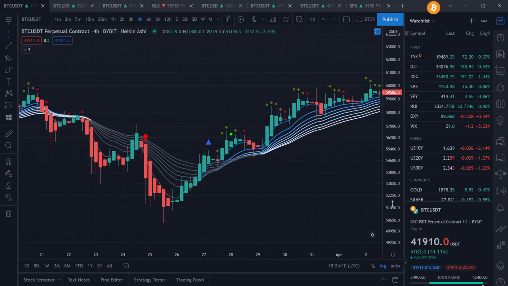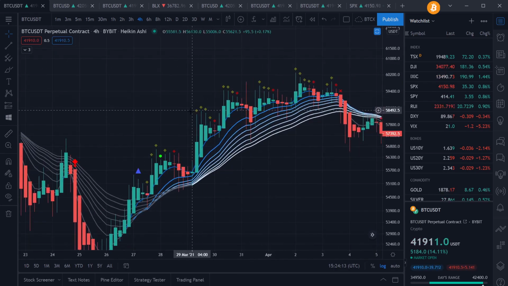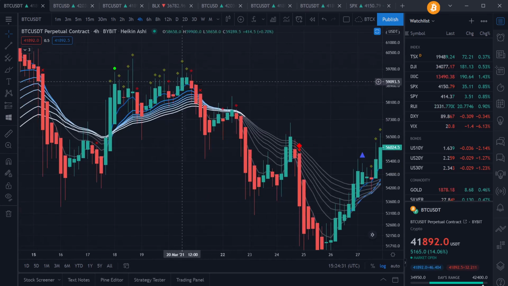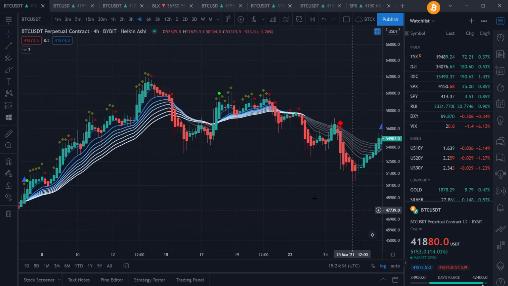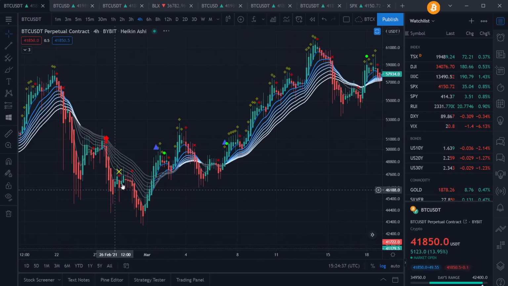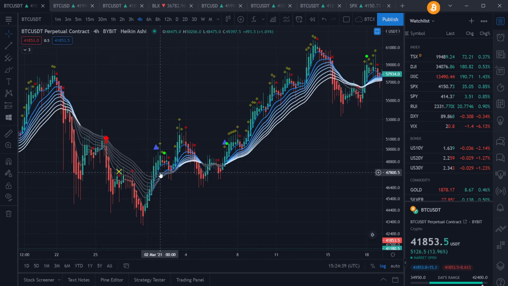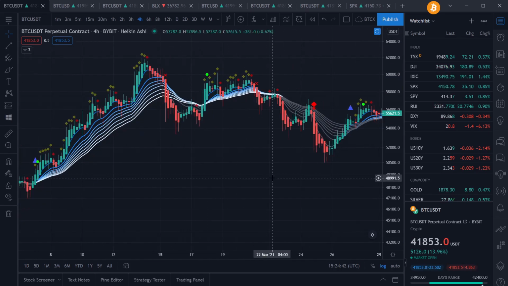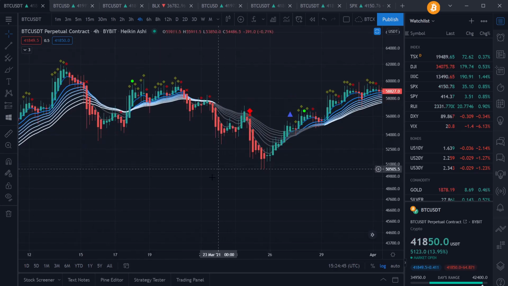Now the smaller ones, the small yellow ones. These mean bullish continuation. If you're in a bull trend right now, the yellow squares mean the trend is going to continue. Or if you're in a downtrend, the yellow squares mean the end of the bearish trend. So that's what they mean basically.